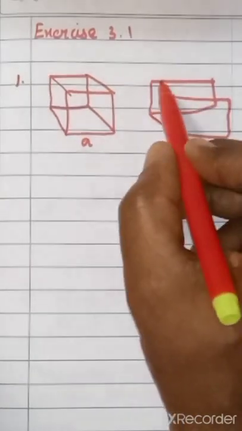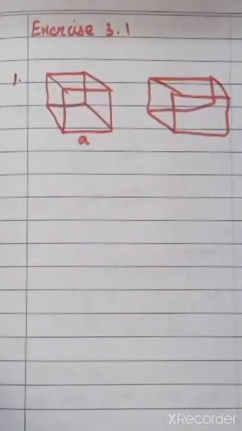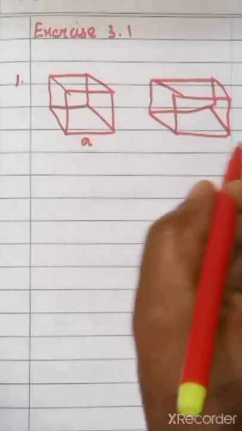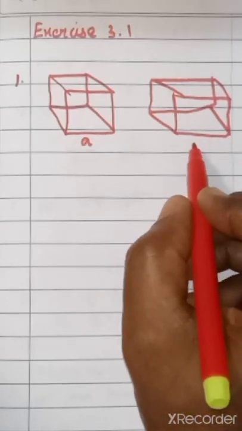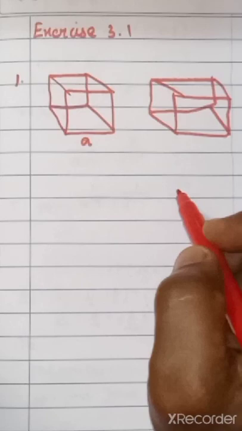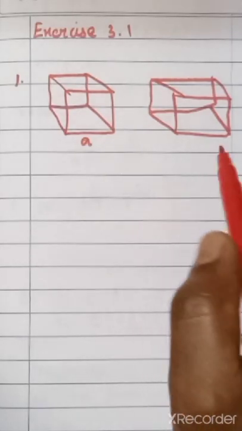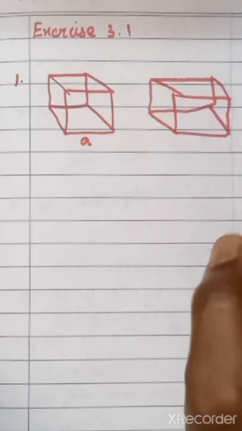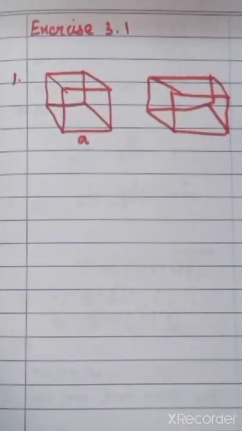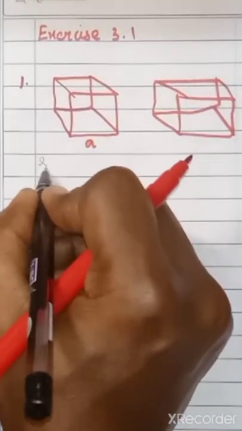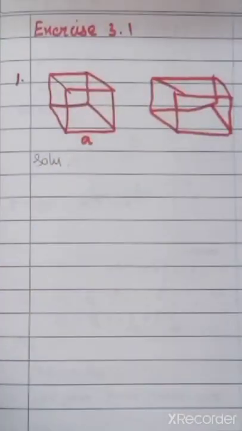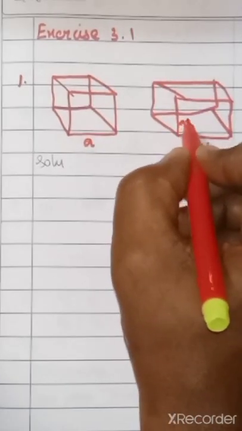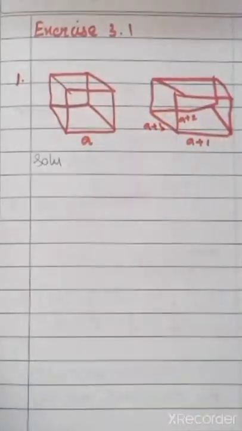Okay, so in the cuboid, the 3 sides given to us we can take as a plus 1, a plus 2, a plus 3. Is that okay? Now using this we are going to find the volume of the cuboid. Okay, so let us consider the solution. How can we take its sides? a plus 1, a plus 2, a plus 3.